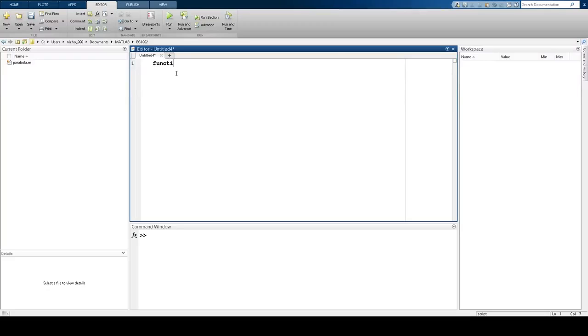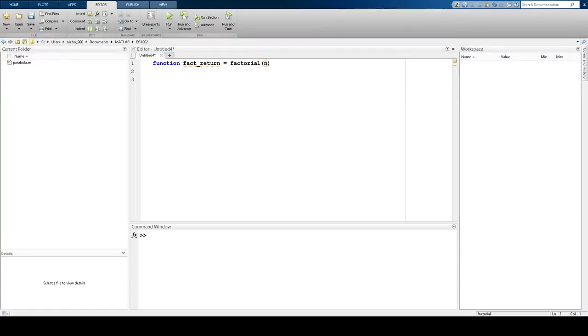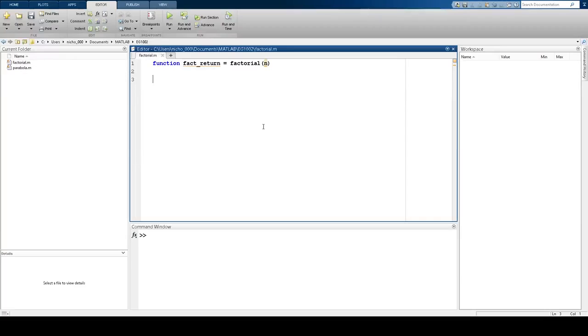So function fact return as my output is equal to factorial of n. I'll save this one as factorial.m. Couple of warnings: fact return might be unset, yep, because we haven't written the function yet, and input argument n might be unused, excellent, because we haven't written our function.